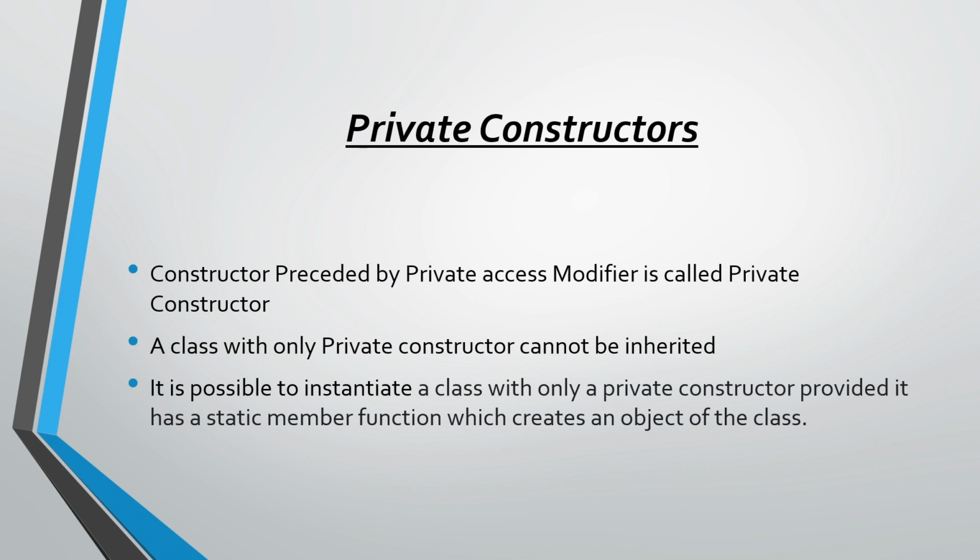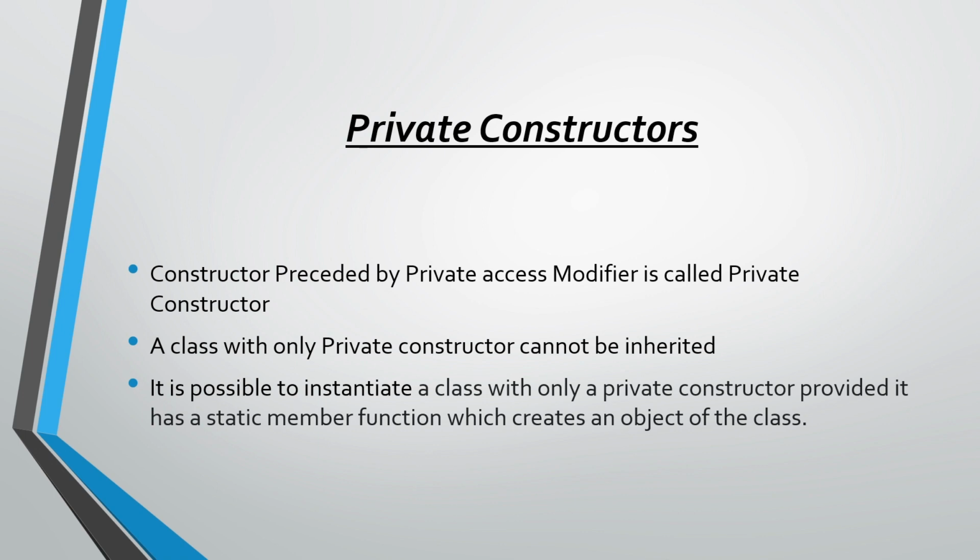So a class with only a private constructor cannot be inherited, because when you try to create the object of your subclass, the superclass constructor gets called, and that is not possible with a private constructor. We will discuss this in some other video. It's a different topic altogether, so we will properly make a video on this. So for now, just understand that any class which has only a private constructor cannot be inherited.